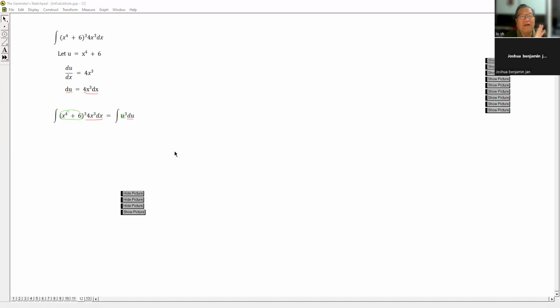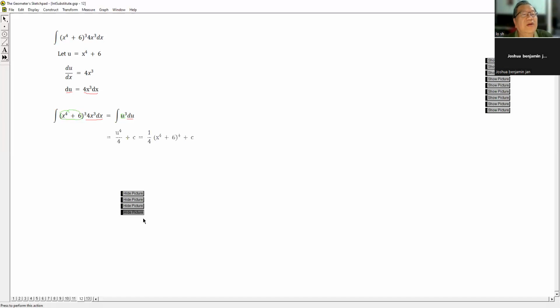So after substituting, everything must be very simple. Like this, integrate u to the power 3 du. This is a very simple integration. U to the power 3 du is what? Can you tell me? Integrate u to the power 3 du. U to the power 4 over 4. Correct. Then divide by? Divide by 4. Correct. So it's as simple as that.